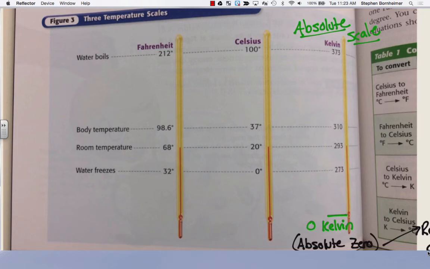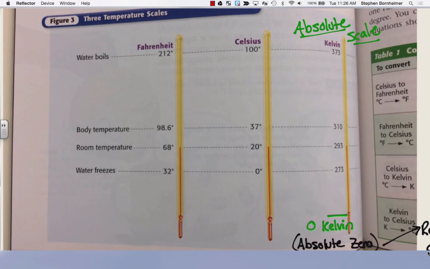And then there's Kelvin, which starts at 0 at the bottom. You need to know this. Absolute 0 is 0 Kelvin, and it's the theoretical point at which all of the energy of an object has been removed from it. We've never reached it. We've gotten close. We've gotten really, really close.